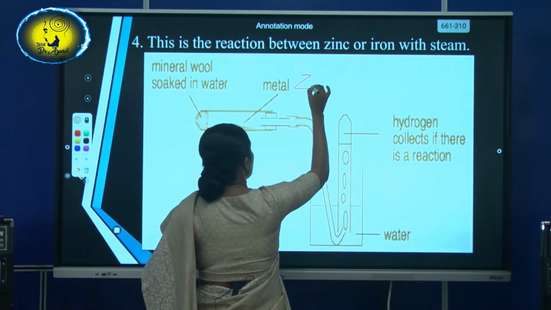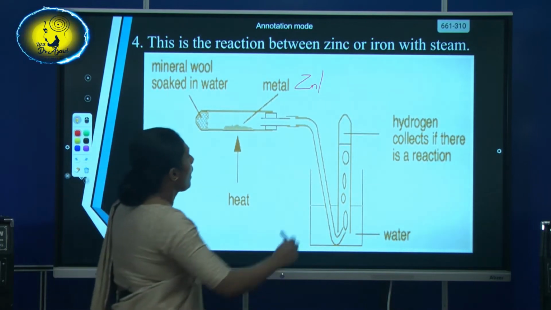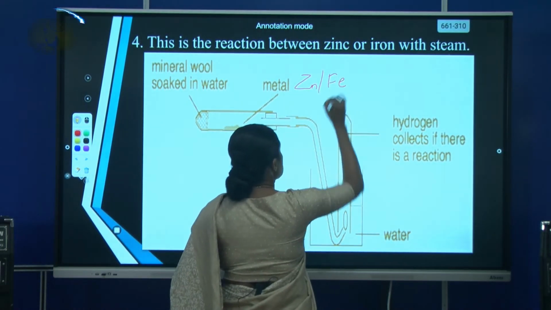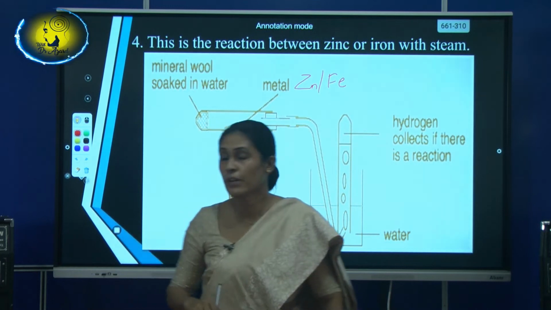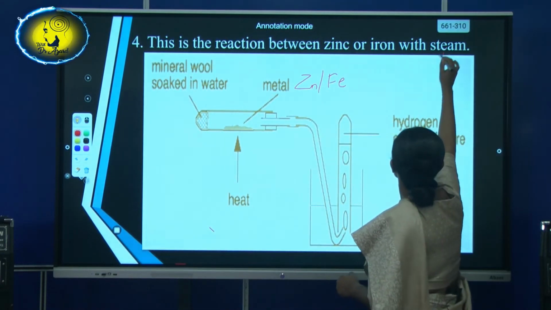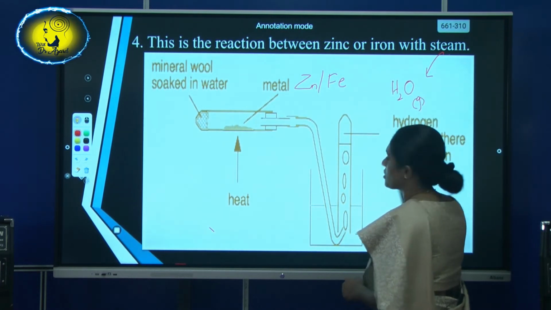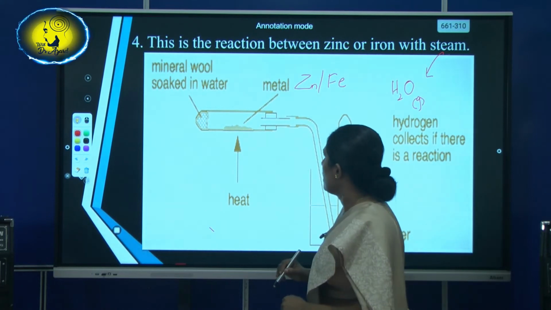You can use zinc, or they have given you here zinc or iron with steam. Whenever we are talking about steam, you should understand steam means gaseous H2O, right?